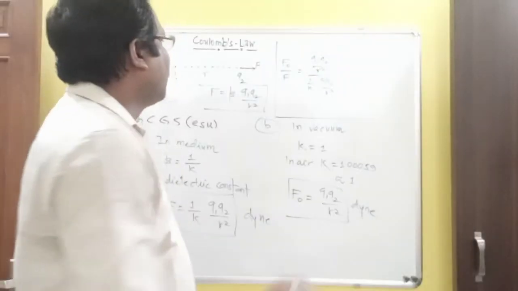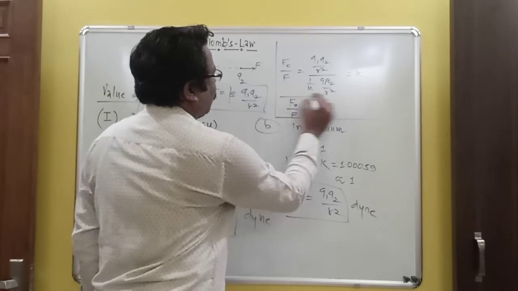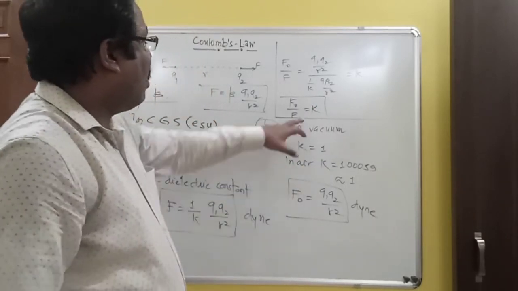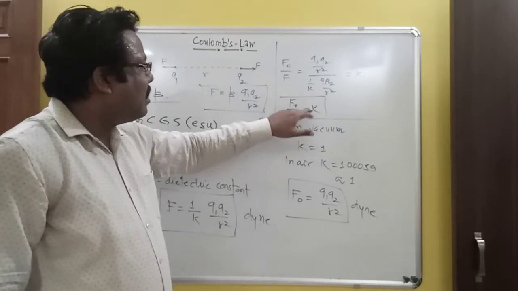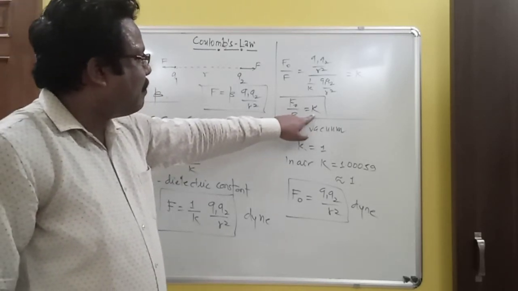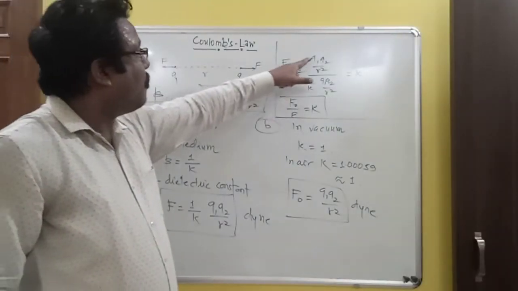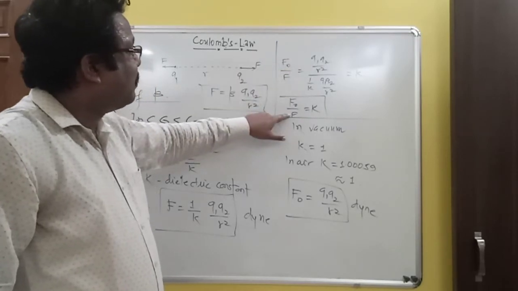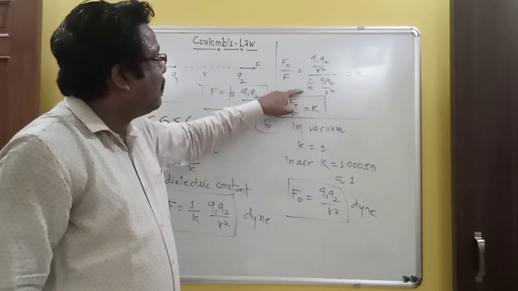Very important result. So F naught by F is found to be K. Here you can define the dielectric constant of the medium. How? Dielectric constant may be defined as the ratio of force between 2 point charges in vacuum to the force between the same 2 point charges kept the same distance apart in a medium.